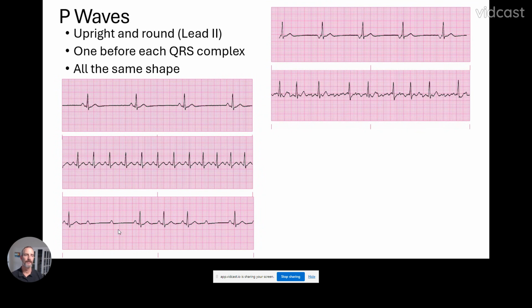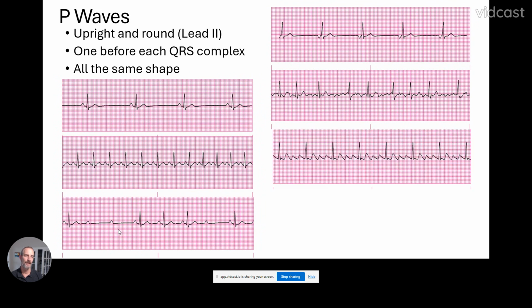All right. These are not measurable P waves. These are kind of like fibrillatory waves. So this rhythm would be known as atrial fibrillation. And then the next one is atrial flutter. Those are not normal P waves either. So those are flutter waves, sometimes called F waves.